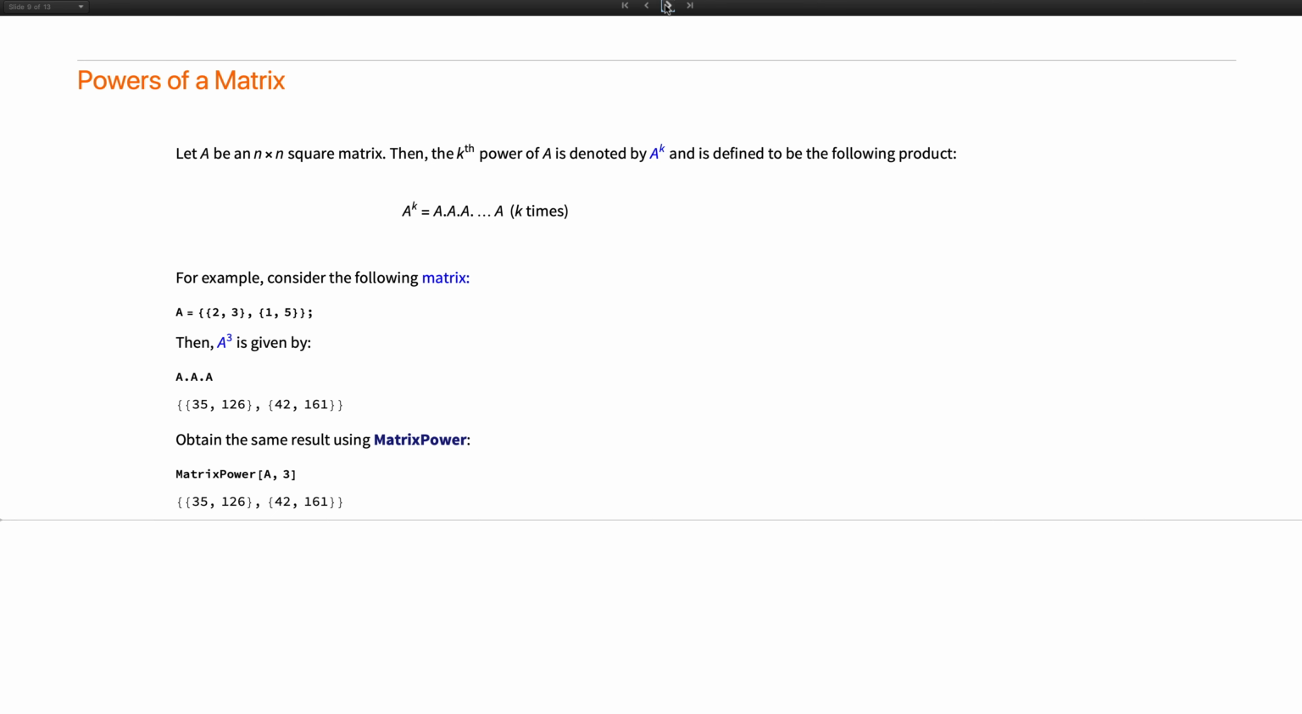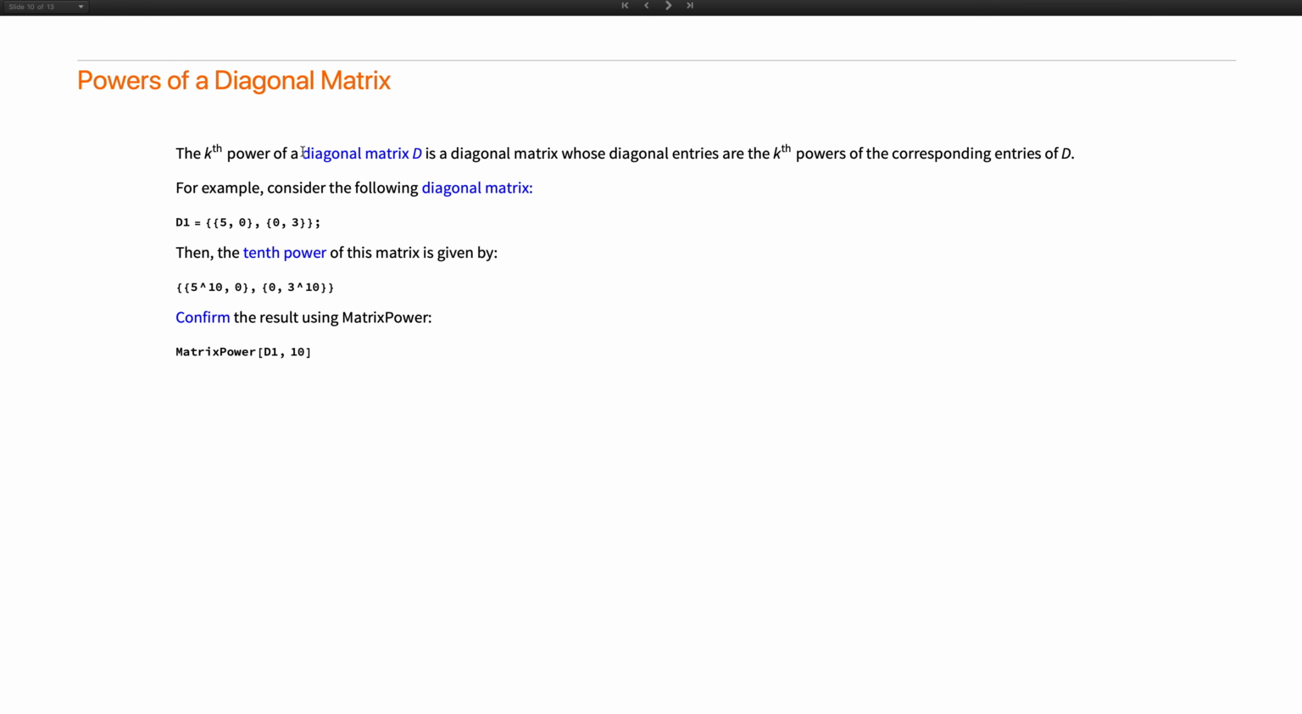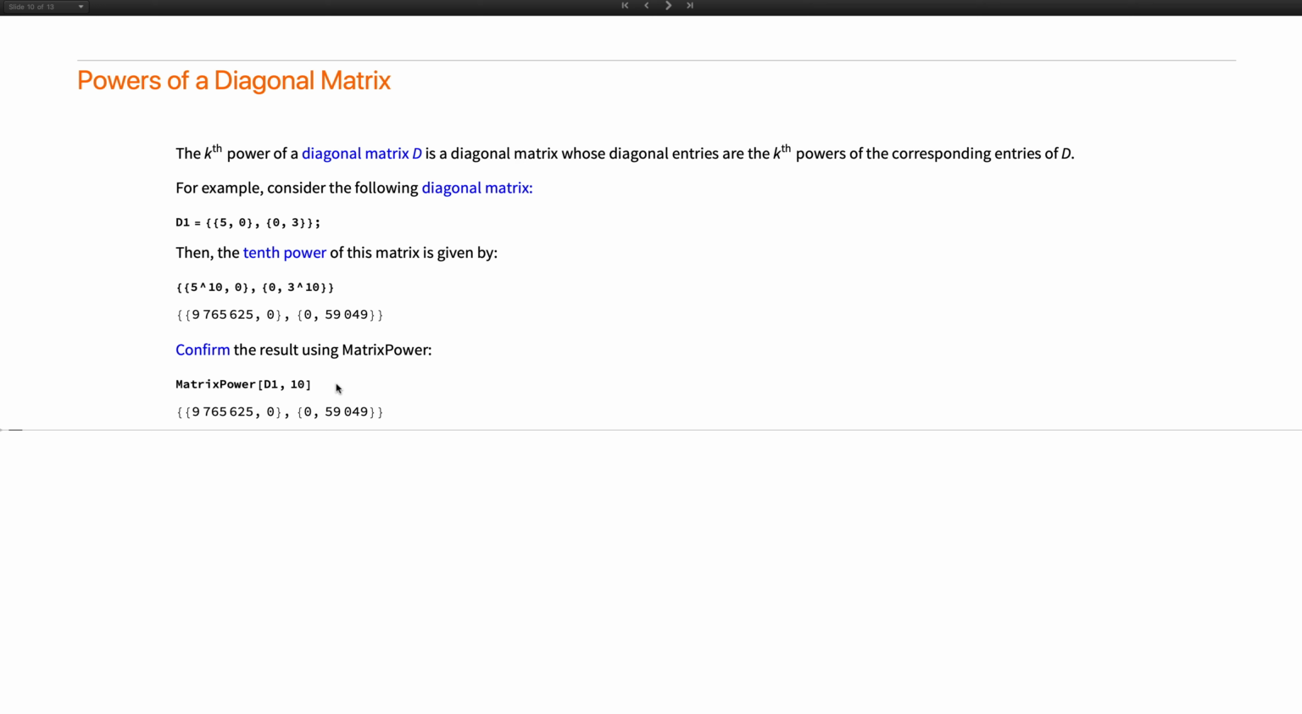Now, the nice thing is that if you have a diagonal matrix, then its powers are very easy to compute. Namely, you simply find the kth powers of the diagonal entries. So here is a diagonal matrix. You want to work out, let's say, the 10th power. So simply do 5 raised to 10 and 3 raised to 10, and you get back the answer. Let's check the answer with MatrixPower, and you do get back just the same result.